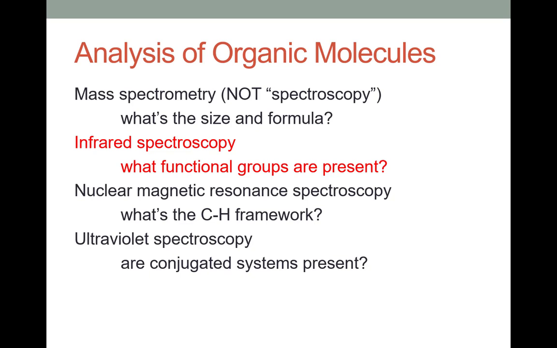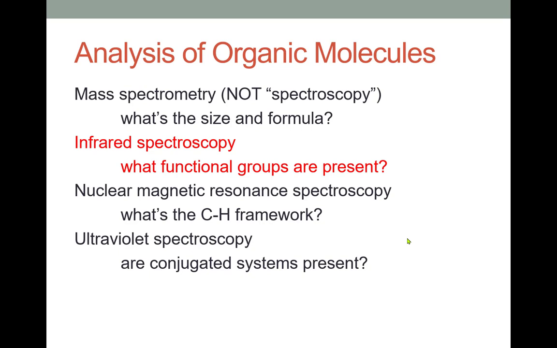Hello, everyone. Today we're going to continue our discussion of molecular analysis and organic chemistry by talking about infrared spectroscopy. IR spec is probably one of the most common and most useful tools in the organic chemistry lab. It is a relatively inexpensive instrument. It's fast and it tells us basically which functional groups are present in a molecule.